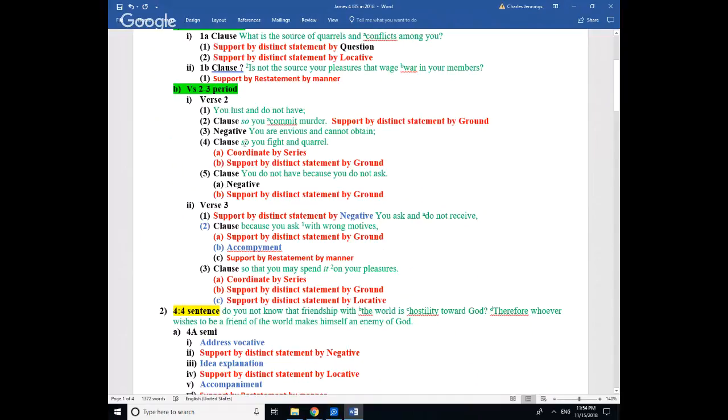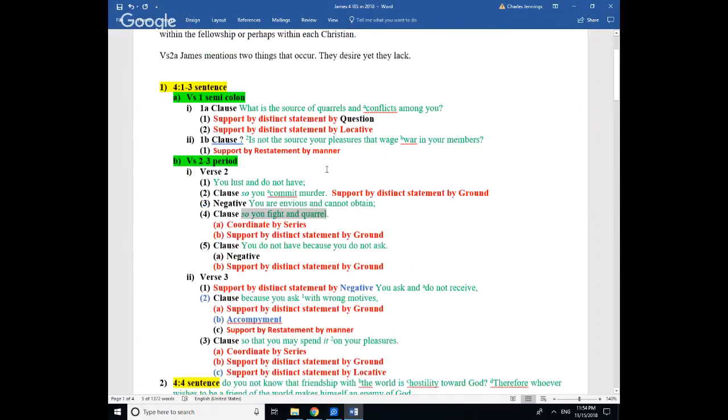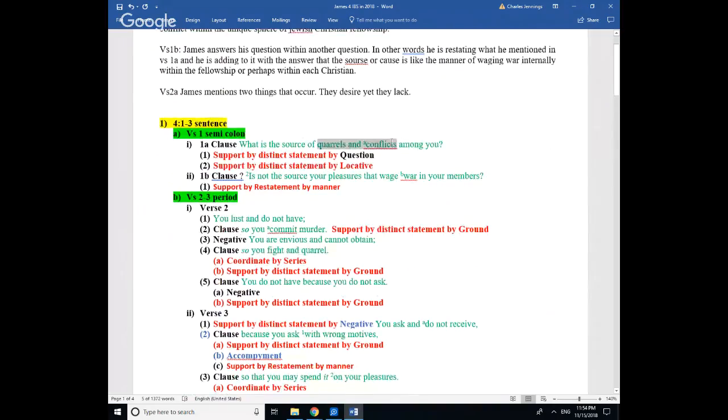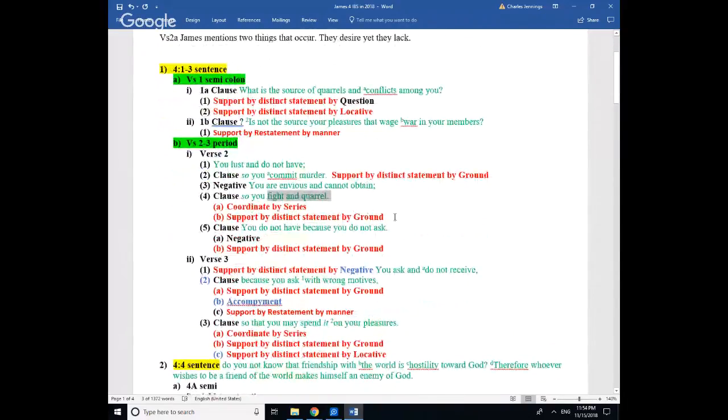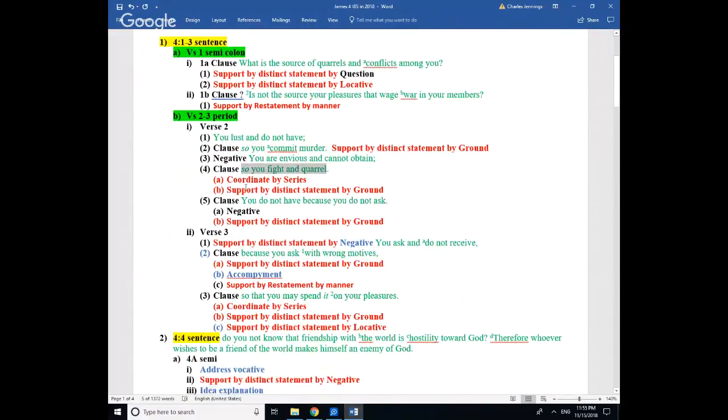But look at the second part. So you fight and quarrel. Wait a minute, you've already told me that: quarrels and conflicts, fight and quarrel. All right, so it's not really saying anything we don't already know. So this "so" is still focusing on result. I don't think it's focusing on ground.